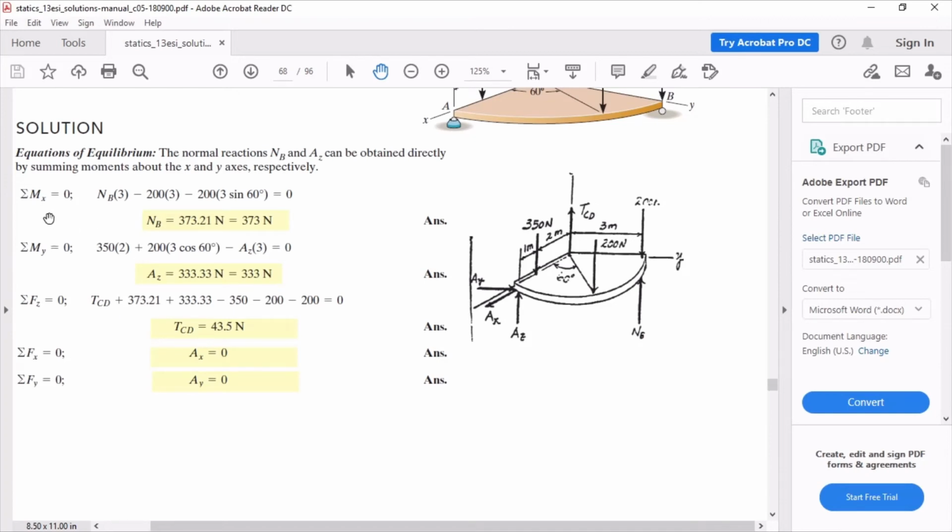Apply the equation of equilibrium, summation of moment about x equal to 0, about this axis x. Ax, Az and Ay pass through this axis, 350 the same thing, tension the same thing. We are left with the normal force times this distance, 3 meters, which gives a counterclockwise moment, and 200 Newton gives the opposite moment times 3 meters, so it is negative. We have this 200 Newton times this distance, which is 3 sin 60.